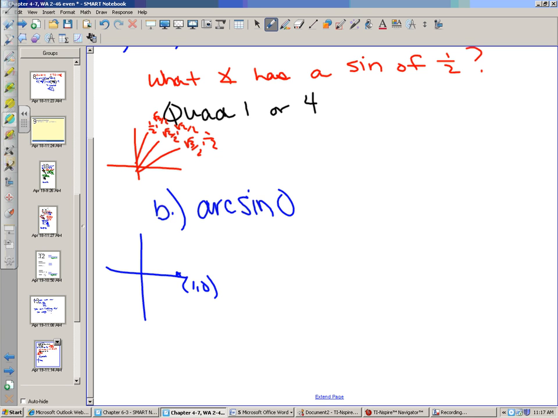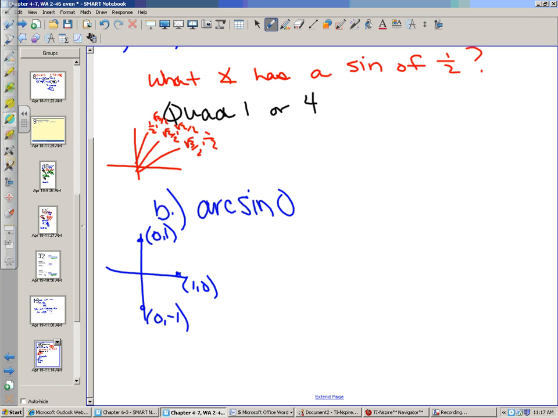Here's 1, 0. Here is 0, 1. And here's 0, -1. Those are where our zeros are at. So which one of those values has a sine of 0? What angle is that? Is 2 pi in my actual range?